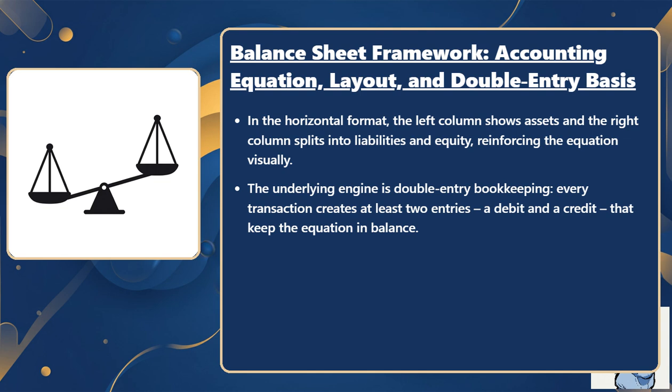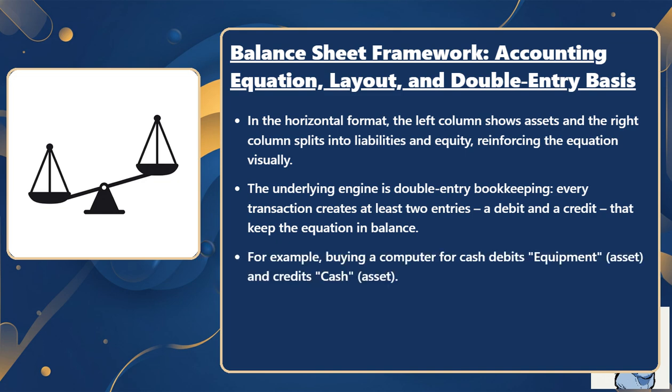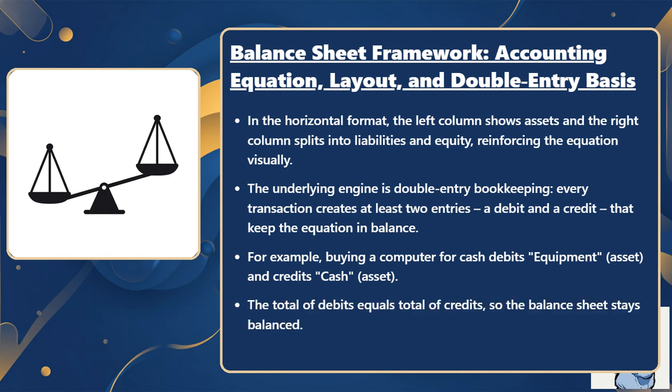The underlying engine is double-entry bookkeeping. Every transaction creates at least two entries, a debit and a credit, that keep the equation in balance. For example, buying a computer for cash debits equipment, an asset, and credits cash, an asset. The total of debits equals the total of credits, so the balance sheet stays balanced.